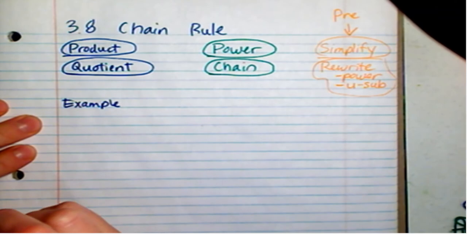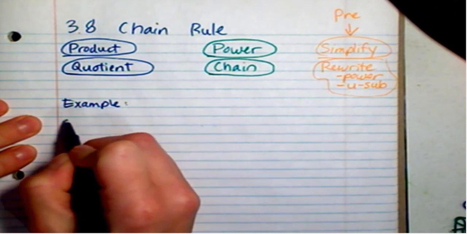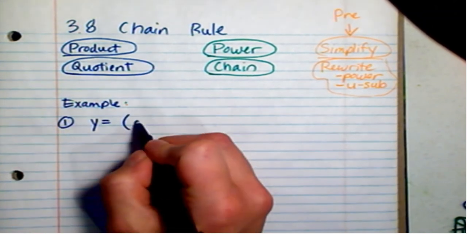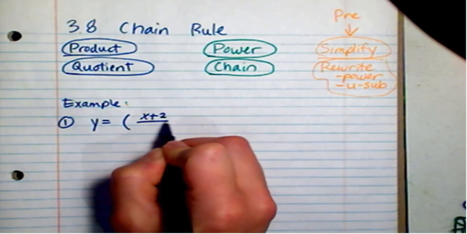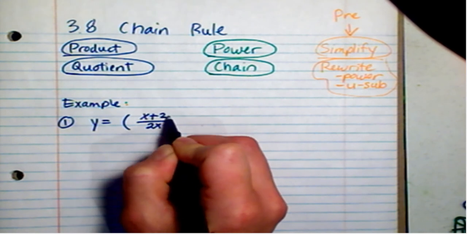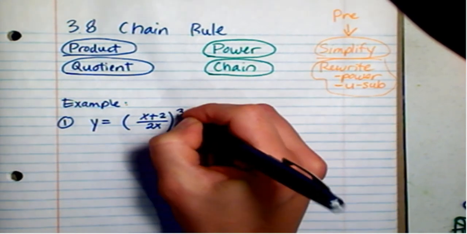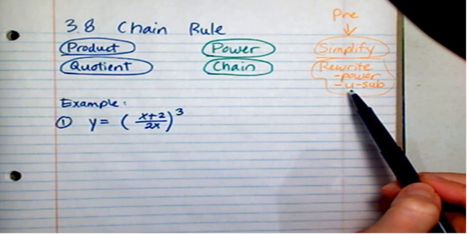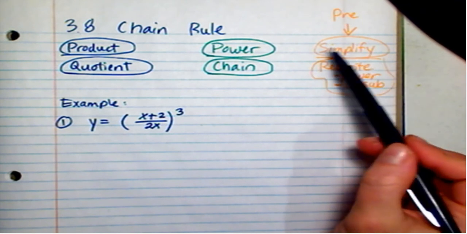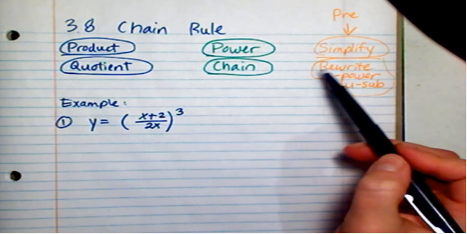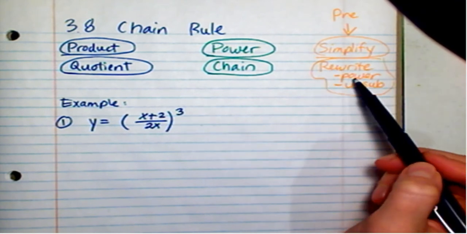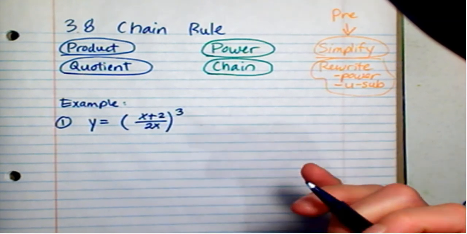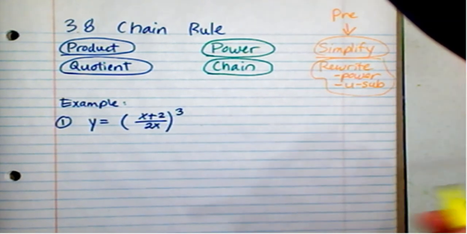Okay. And so let's start looking at examples where these topics are mixed. Y equals. All right, so the first thing I'm going to do is look over here in the pre category. Can I simplify it? I don't want to cube this, so no. Rewrite it. Can I rewrite it in power format? Well, as I'm looking at this, I see just polynomial type powers. And so that leaves me with the U sub.